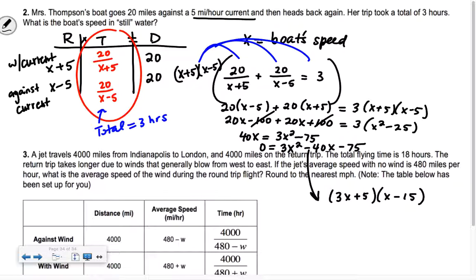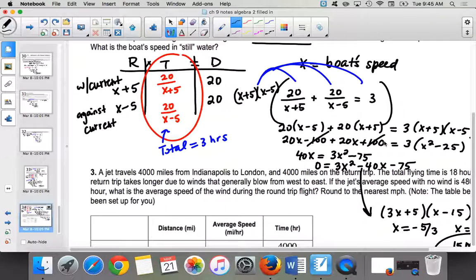So we end up getting x equals negative 5 over 3 and x equals 15. Which one do we think is the boat's speed? 15 miles per hour, right? That's it. Okay, does that make sense? All right, so let's stop there. Scroll down.